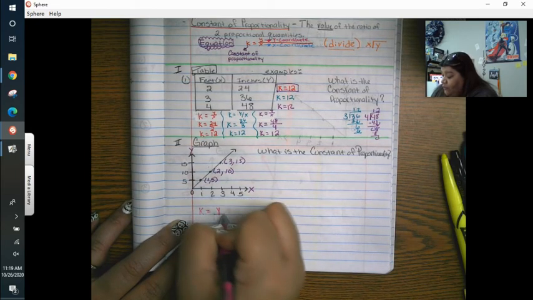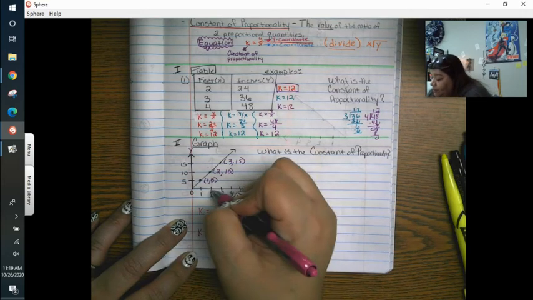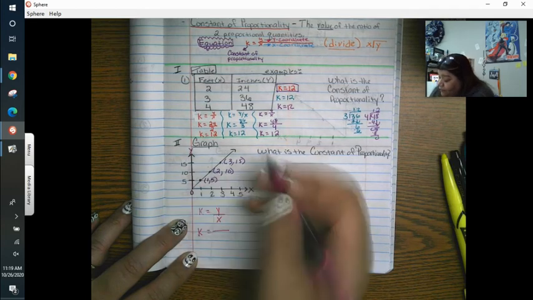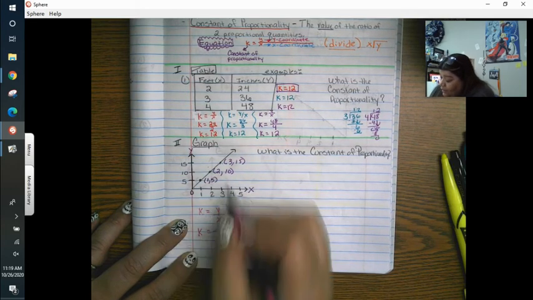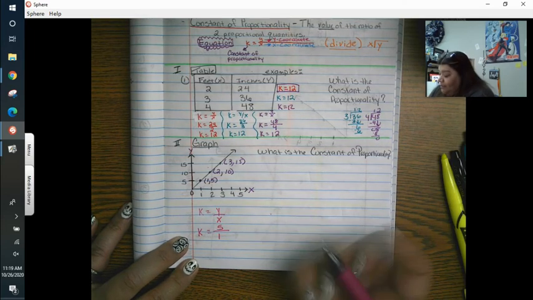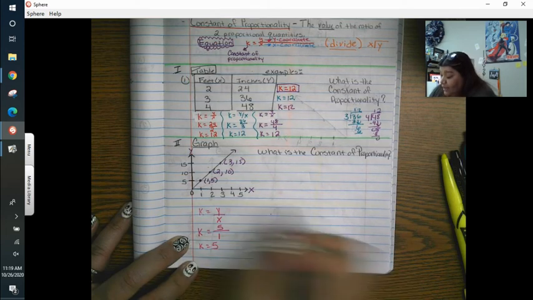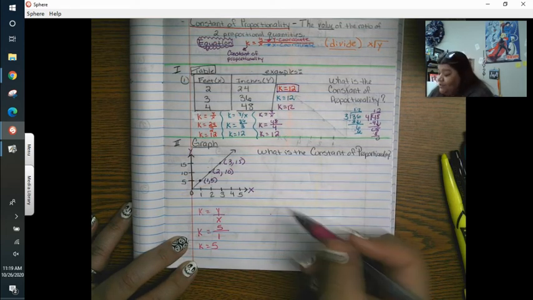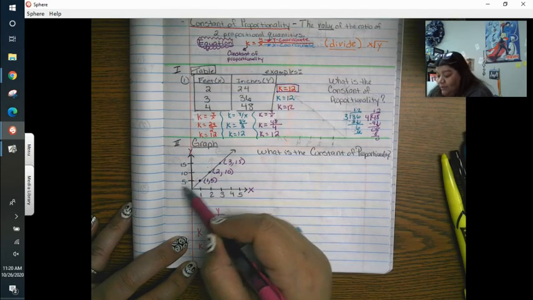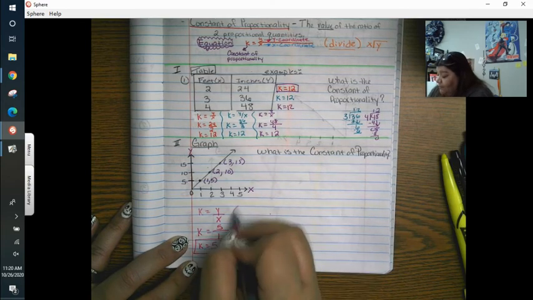K equals Y over X. Okay, so here I'm going to pick 1. My Y, here's my Y axis. My Y is 5. My X is 1. I always like to pick that one if they give it to me, because we know what 5 divided by 1 is, don't we? It's 5. Okay, so if they give you a graph and you see a point where X is 1, pretty much that's going to be your constant of proportionality. Okay, so it is 5.